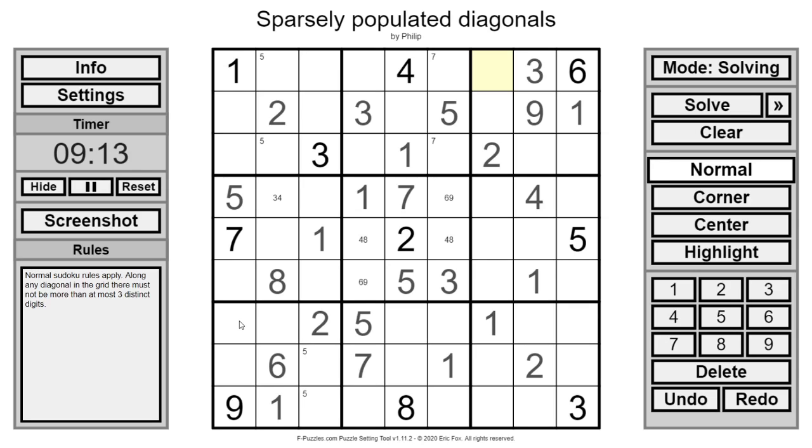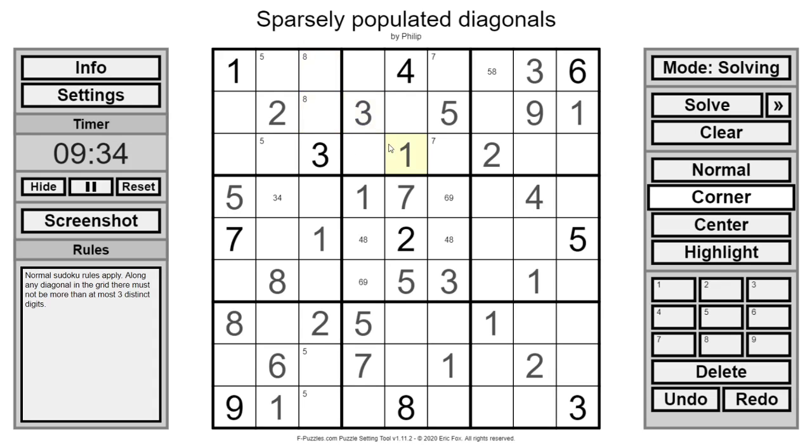This is either a 1, 5, or an 8. It can't be a 1 or a 5, so that's 8. This is either a 1, 5, or an 8. It can't be a 1. So it's either a 5 or an 8. Now these 8s force an 8 over here somewhere.